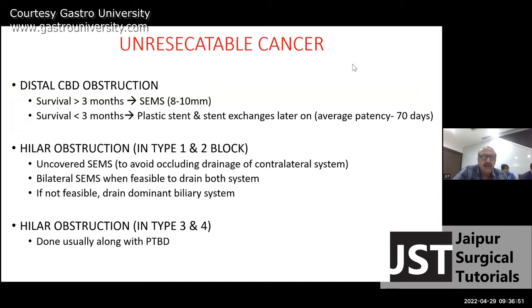Hilar obstruction type 1 and 2, we go ahead and do ERCP, use an uncovered stent. Bilateral is a little better, but you can drain a dominant system, and that may work well. Normally, because of the financial status of the patient also in a country like India, we actually drain the dominant system. If there is a hilar obstruction of type 3 or 4 block, normally we don't do ERCP in these patients because we can decide on MRCP and subject these patients to PTBD, because the chances of technical failure and of post-procedural cholangitis are more, in spite of a technical success of ERCP.